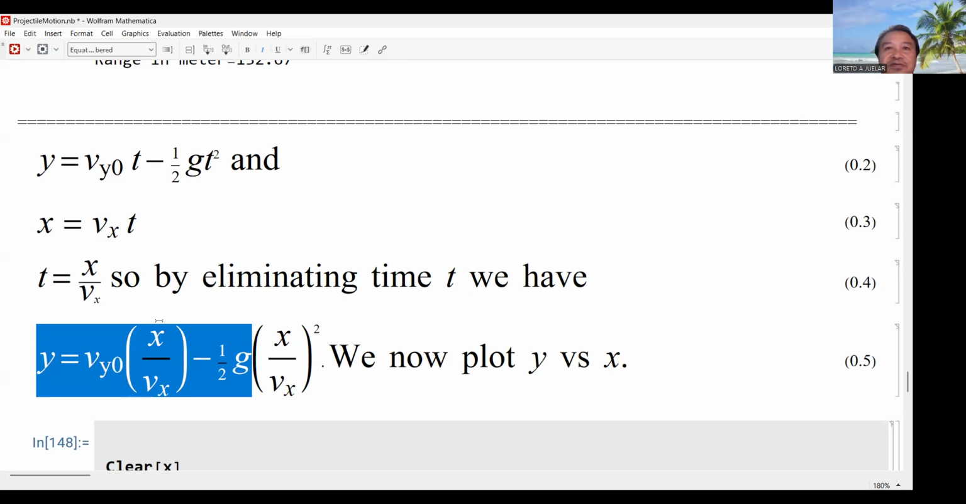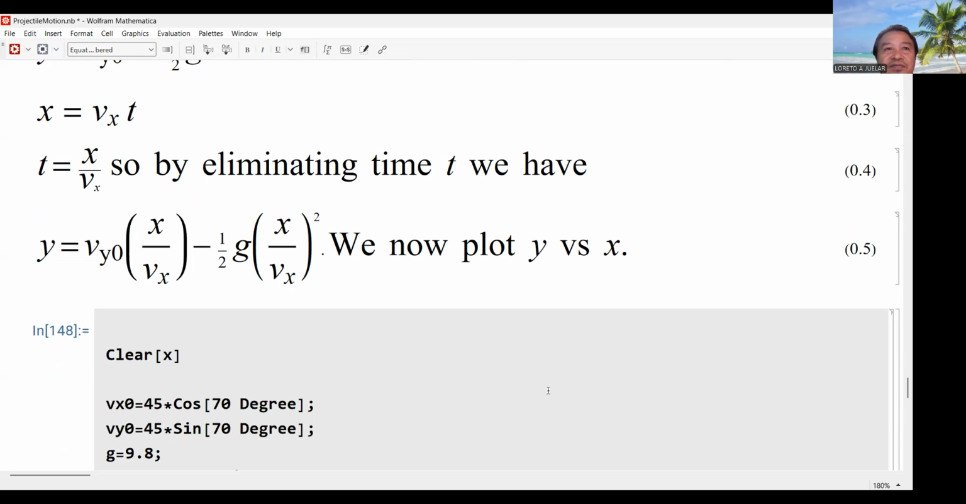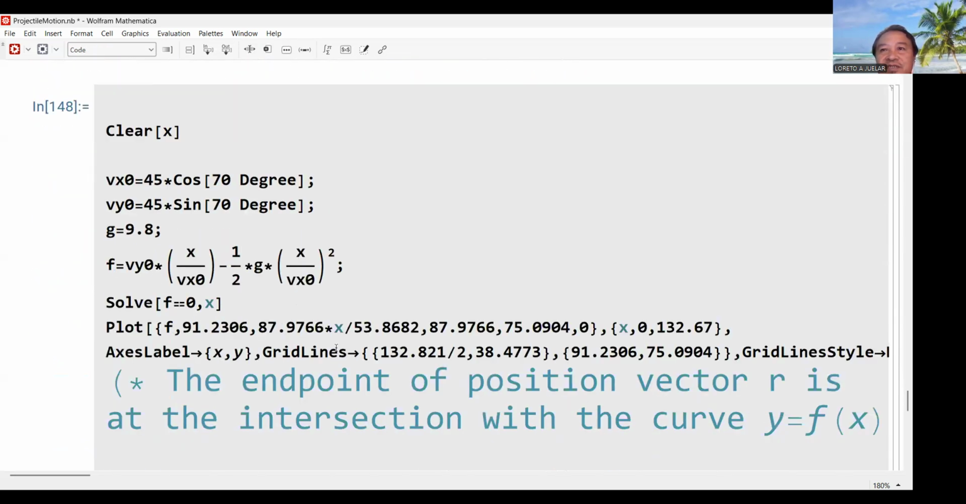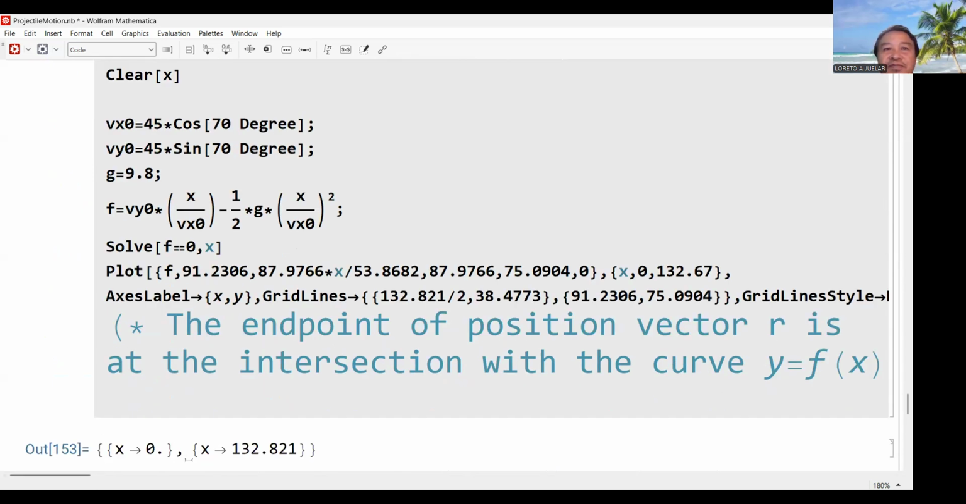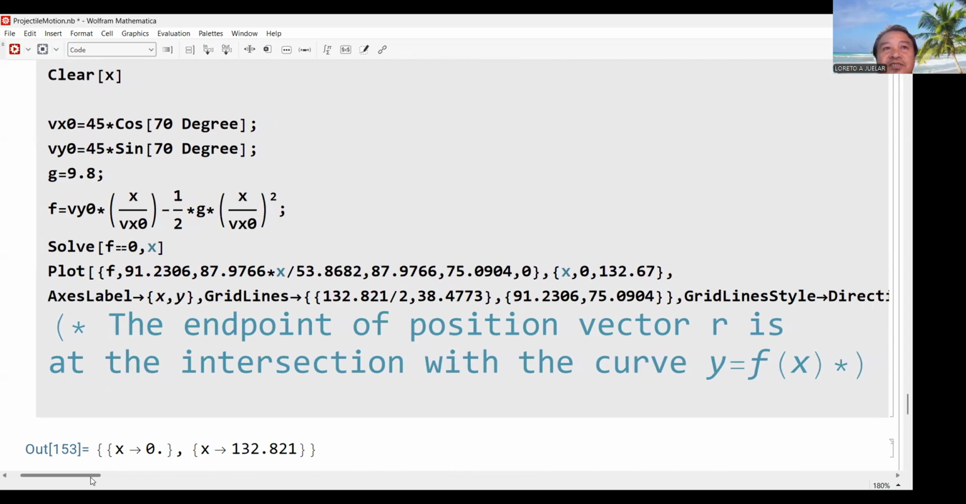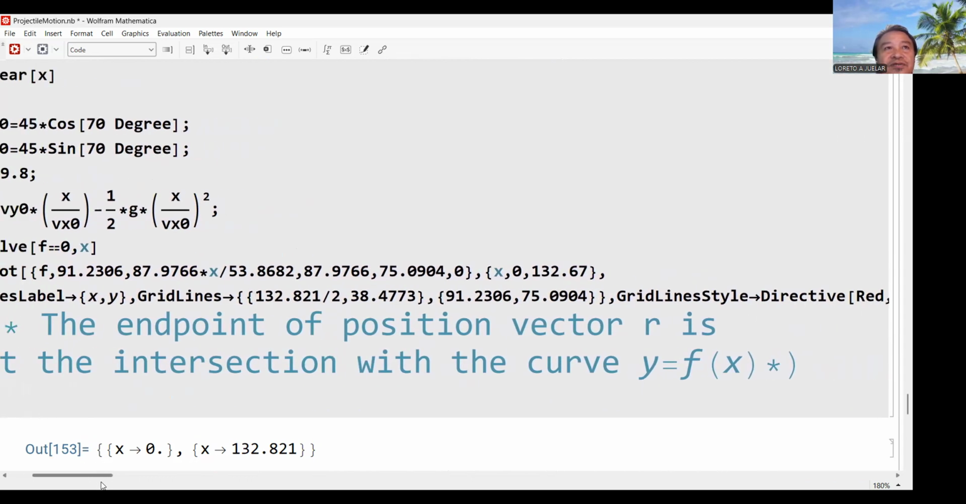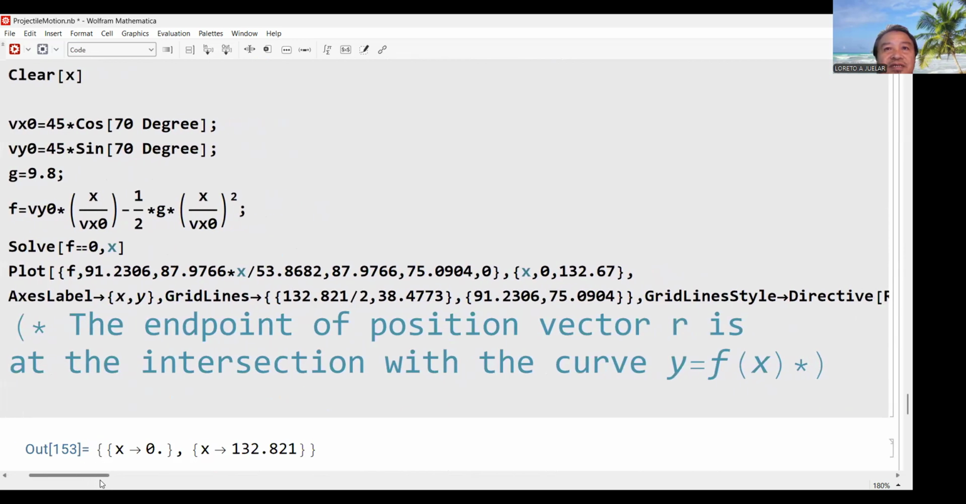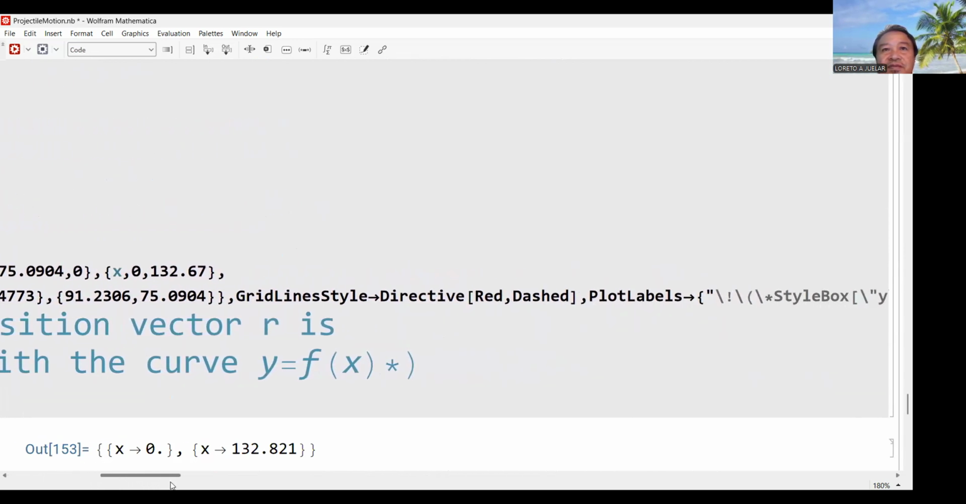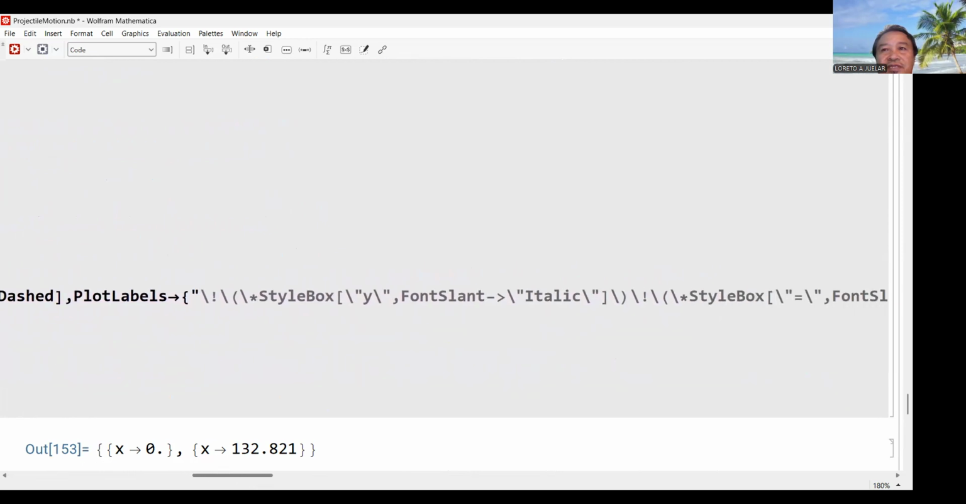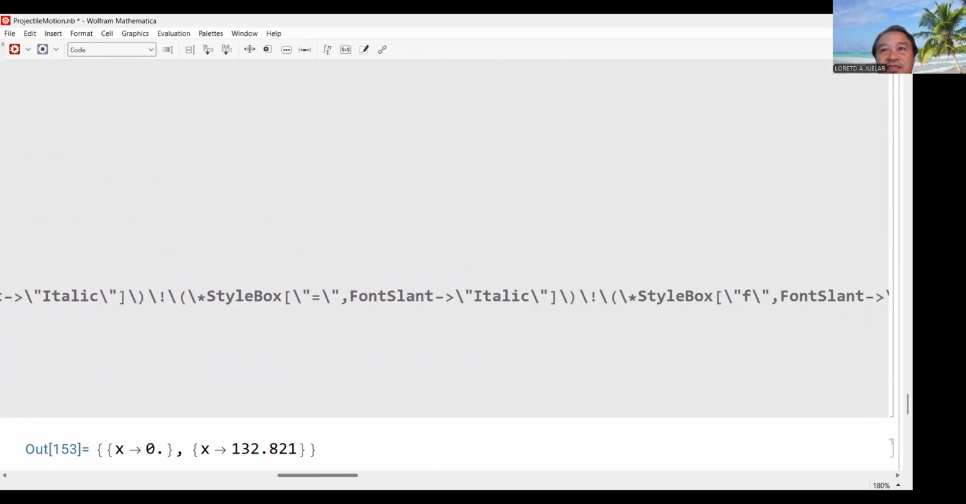So we have here y in terms of x. Now we plot y versus x. So we use this equation to plot y versus x. So what we have here is my mathematical programming. I show to you the code that I made. So it's quite long.